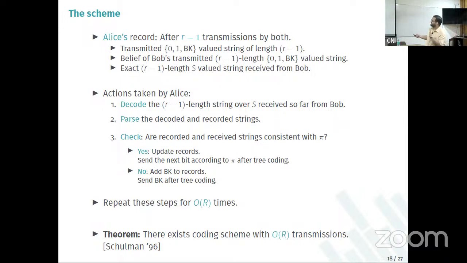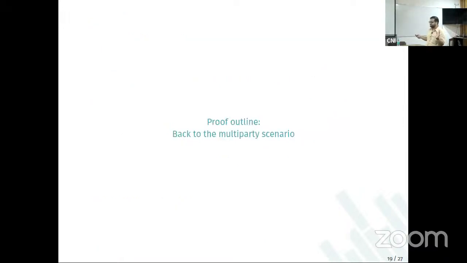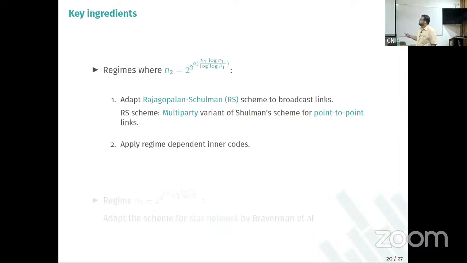So, this tells us how to do it in the two-party case. Now, multi-party is a slightly different ballgame. So, let me just give the basic outline of the multi-party scheme. So in multi-party, recall there were 4 regimes, right? The first 3 regimes are when n2 is at most 2 to the power small o of n1 log n1 by log n1. This encapsulated 3 different regimes.